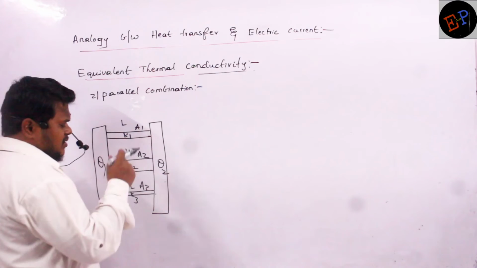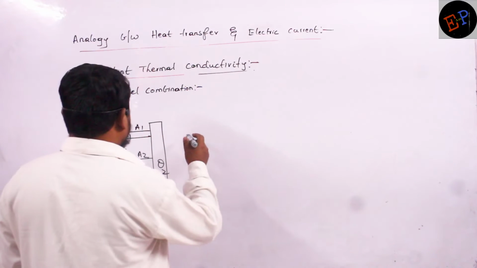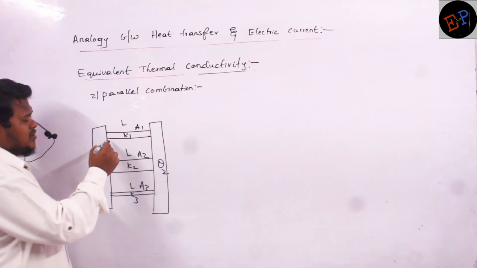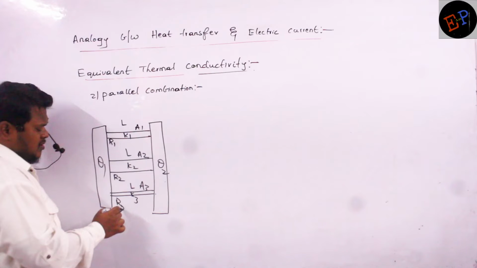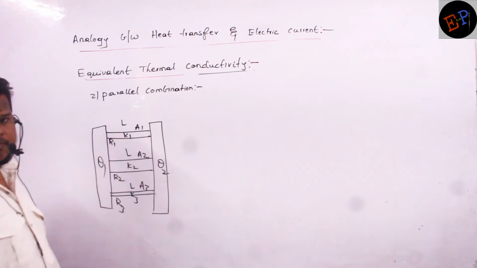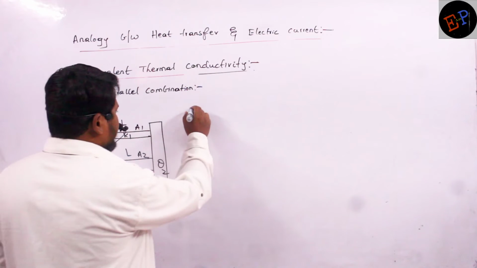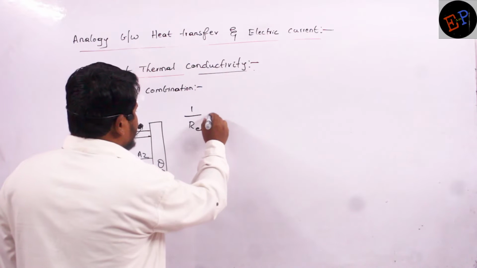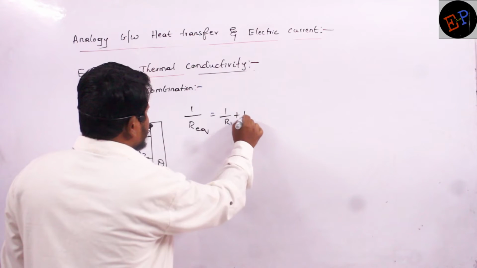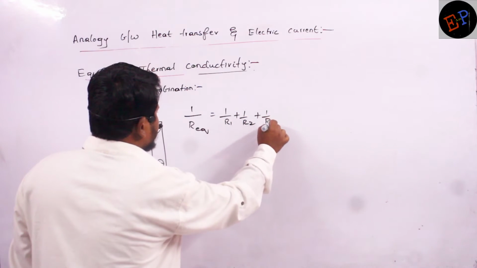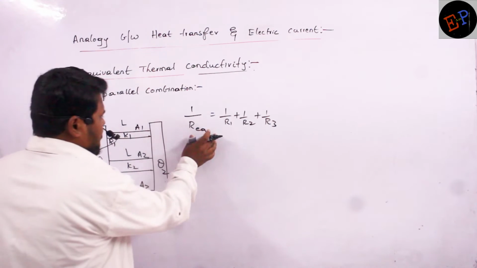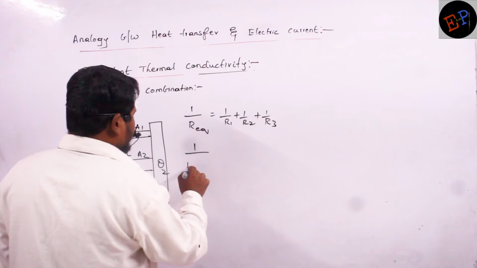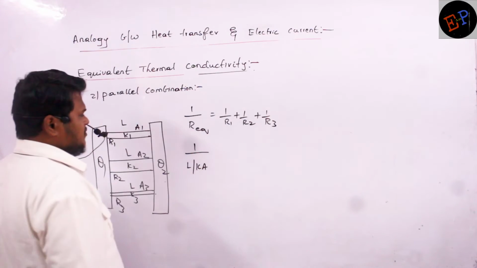When rods are connected in parallel combination, how can you write the relation between their thermal resistances R1, R2 and R3? 1 by R equivalent is equal to 1 by R1 plus 1 by R2 plus 1 by R3. This is how you have to write it if they are connected in parallel. So R can be written as L divided by K into A. This is the formula.